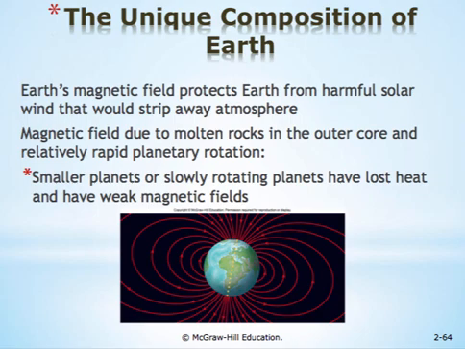Earth's magnetic field protects Earth from harmful solar wind that would strip away the atmosphere. The magnetic field is due to molten rocks in the outer core and relatively rapid planetary rotation. Smaller planets or slowly rotating planets have lost heat and have weak magnetic fields. That's why Earth is very unique, and they cannot maintain the atmosphere needed for life.